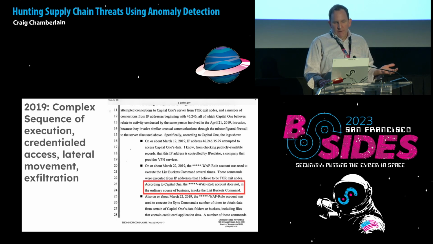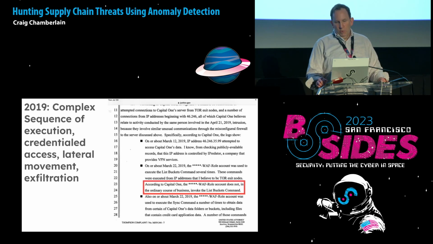And they notice that this WAF role doesn't ordinarily invoke the list buckets command. List buckets is, if you're not familiar, basically like an LS for a storage service. It's like list available, not directories, since a bucket is not exactly like a directory, but a bucket is a container where files and data blobs can live. So it's basically like, show me a listing of available storage units.